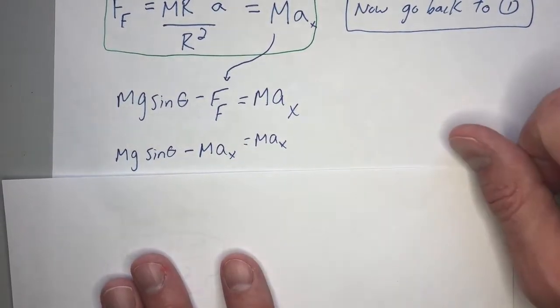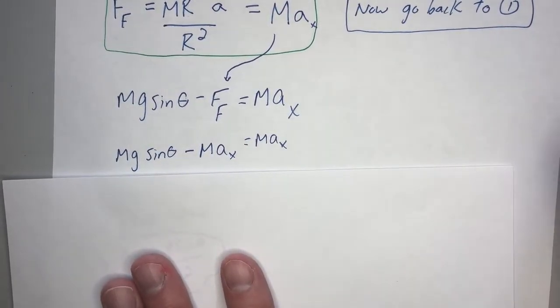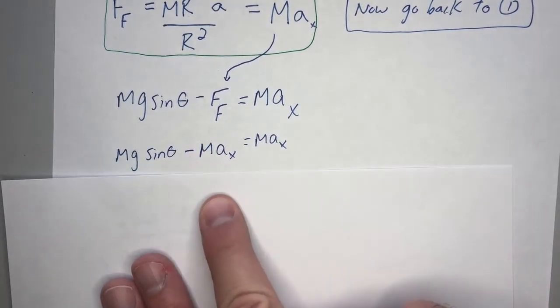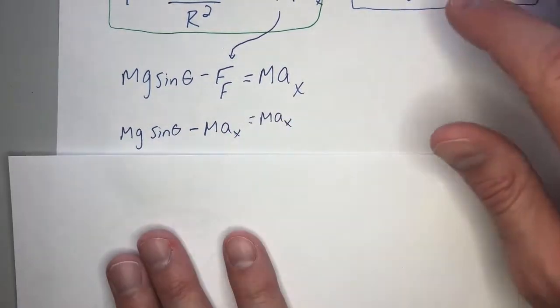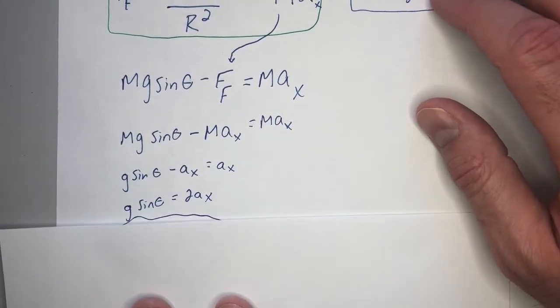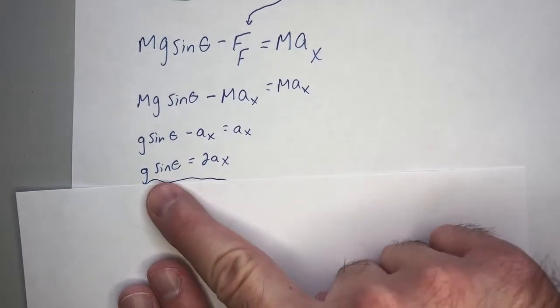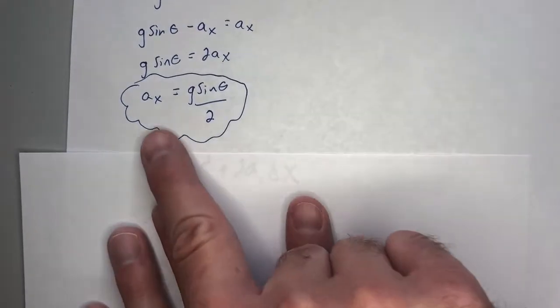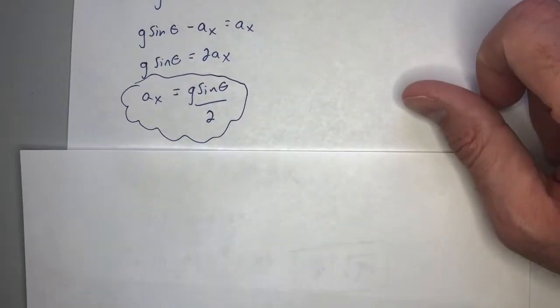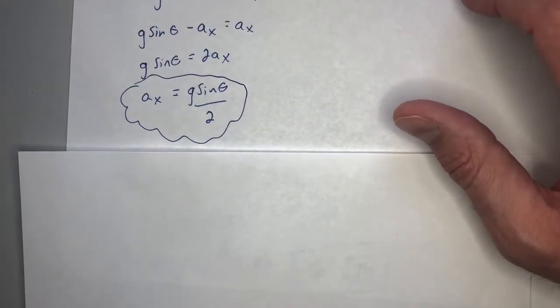You're like, whoa, our whole goal, remember, is to get a, so we go back to kinematics land. We're going to add this over. Oh, sorry, I got rid of my m's. Every term had an m, and then we're going to get something like that, and then we add that over, and you get 2a_x equals g sine theta. You divide by 2, and you finally figure out the acceleration is g sine theta over 2. You're like, that makes me feel good. I got a.